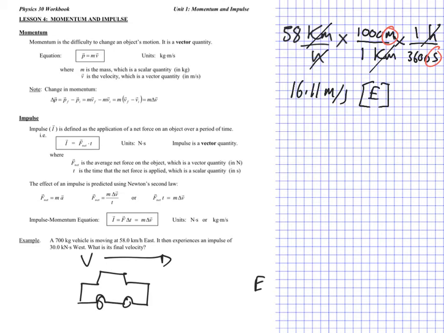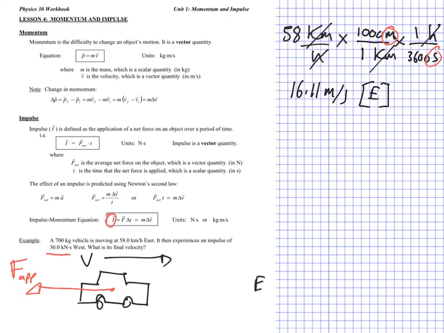Okay, it's now experiencing an impulse of 30,000 Newton seconds west, and we're asked to find what its final velocity is. So it's traveling east, and now it's experiencing an impulse this way. So there's a force applied this way that's making up my impulse. And we're going to try and figure out what the final velocity is.